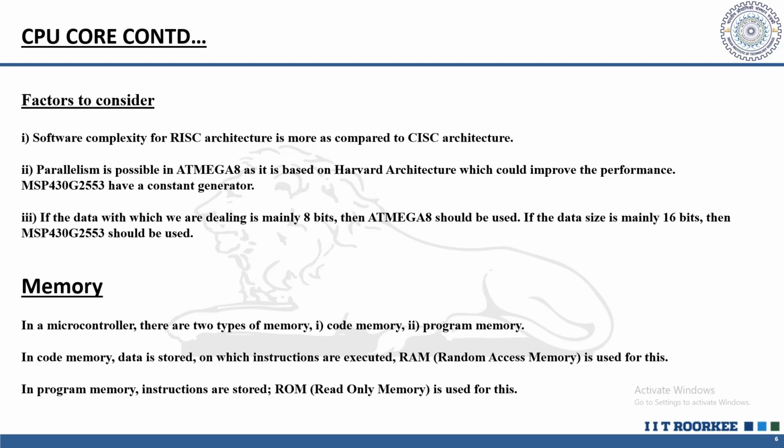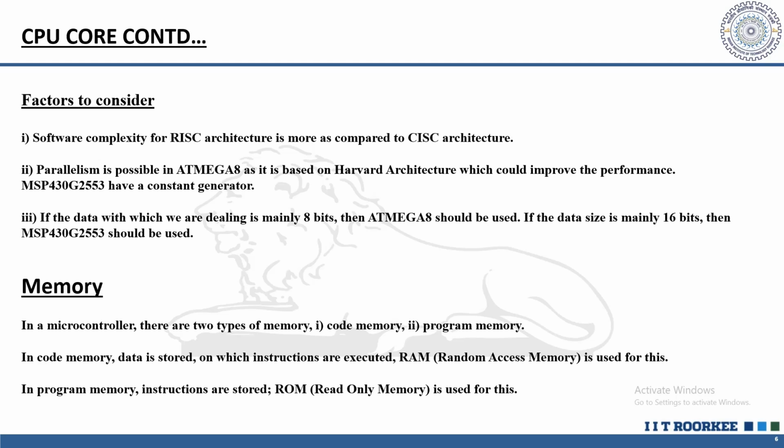Now, the software complexity for this architecture is more as compared to CISC because there are fewer instructions, so we have to repeat the same task repeatedly in order to complete anything. And parallelism is possible in Atmega 8 as it is based on Harvard. And MSP 430 has a constant generator which could reduce the code size. If the data we are dealing with is mainly 8-bit only, then we should use Atmega 8. But if it's mainly 16-bit, then we should use MSP 430.